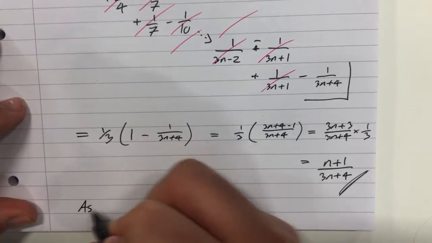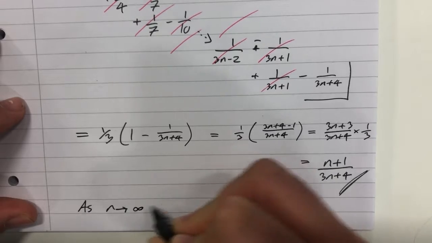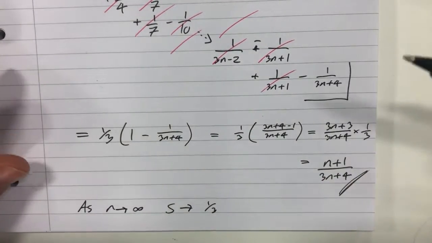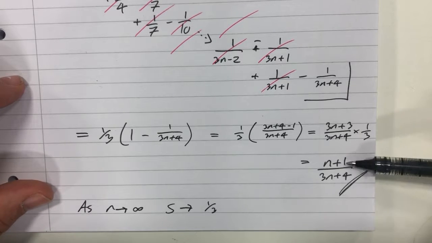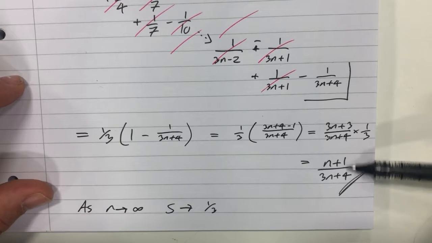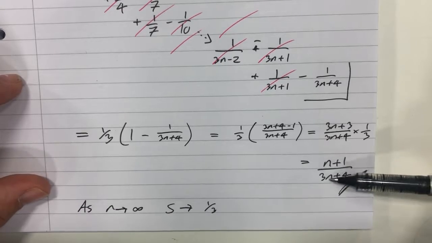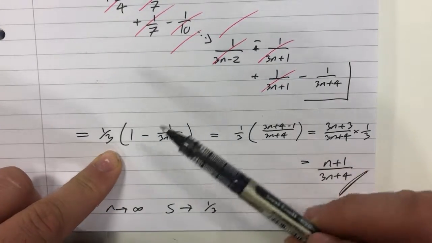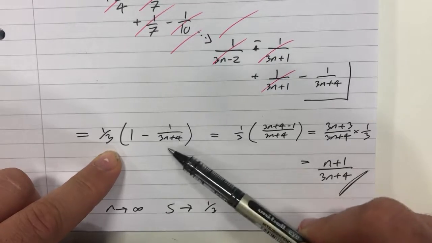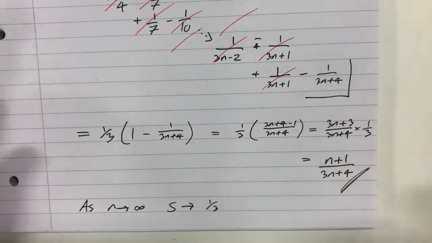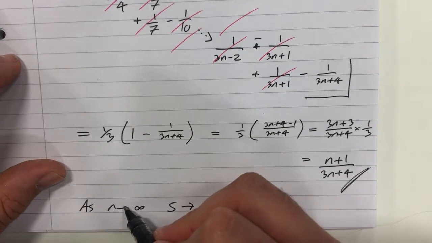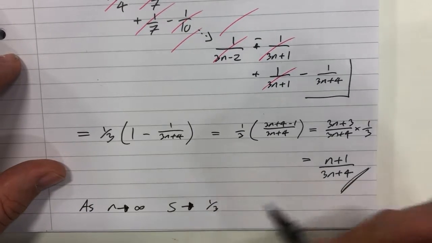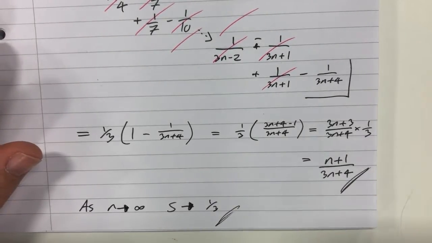As n tends to infinity, the series S will tend to a third in this case. Look at the coefficients. As n tends to infinity, these constants will become negligible. You're left with n over 3n, which is a third. Alternatively, you can look at this. As n tends to infinity, that will disappear, and you're left with a third times 1. Either way, you get the answer of a third. Okay, so the infinity question can come up sometimes.